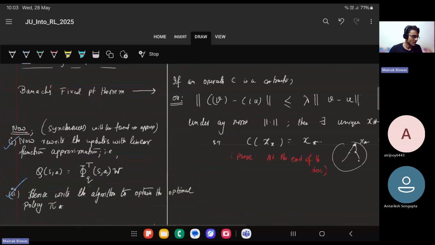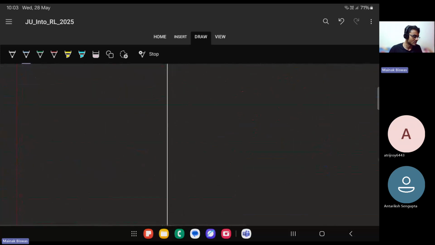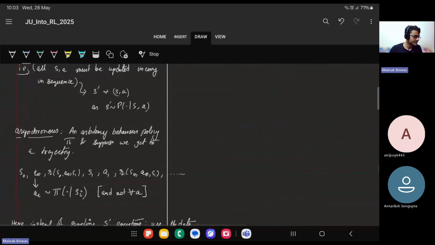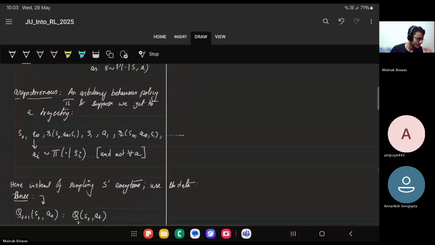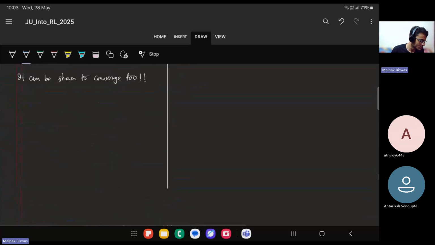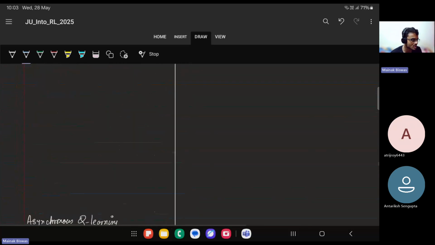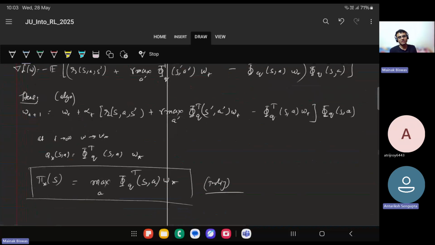At least the asynchronous one was done in a seminal paper by Melo, Meyn, and Ribeiro. So first you saw that the normal tabular Q-learning case converges, and then we saw that we could write out a linear function approximation for that as well and hope that W converges as well. And it does converge.